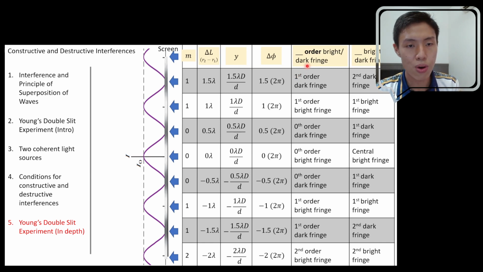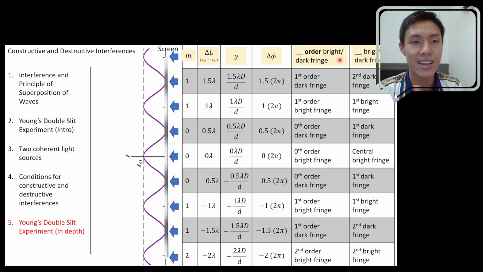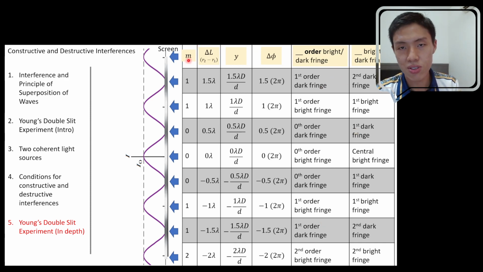This is what many students might make mistakes on, whether they notice the word order or not. So this is the first thing you need to take precaution. The m is still the same m that we discussed. The delta L is still the same delta L that we have discussed. Y is still the same, but there's something new that we introduced here. This is called the phase difference.